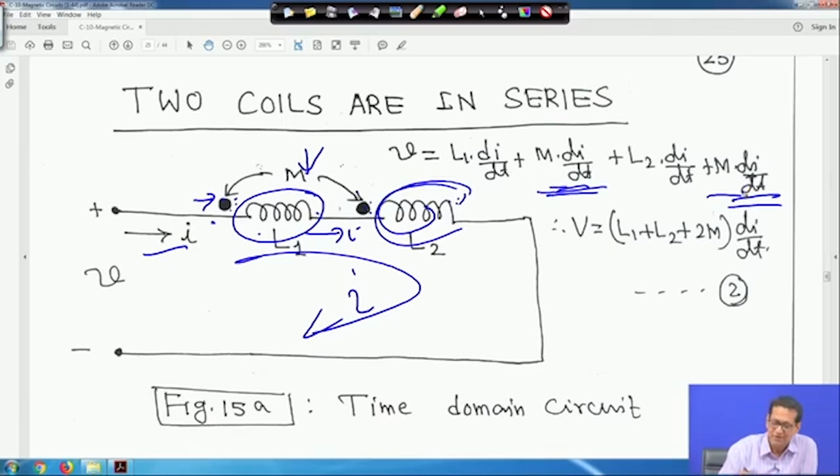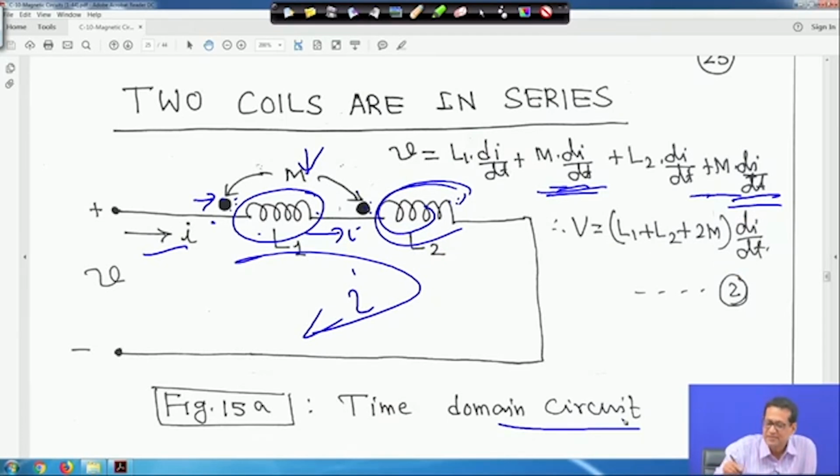So once, because the same current is flowing in this coil, a voltage will be induced here, M into di/dt. Similarly, because the current I is flowing in this coil, a voltage will be induced in this coil, M di/dt. So that's why twice it has come. So V is equal to L1 plus L2 plus 2M di/dt. This is the time domain circuit.